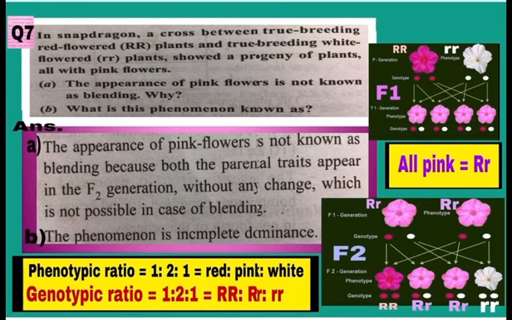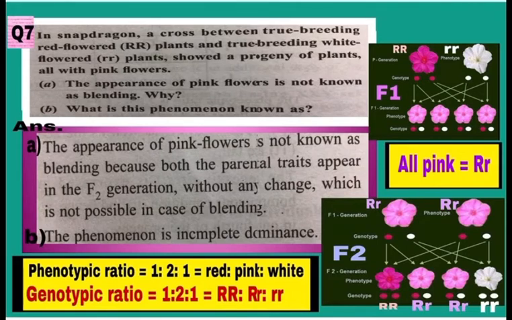Come to question number 7. In Snapdragon a cross between true breeding red flowered R plants and true breeding white flowered small r plants showed a progeny of plants all with pink color.